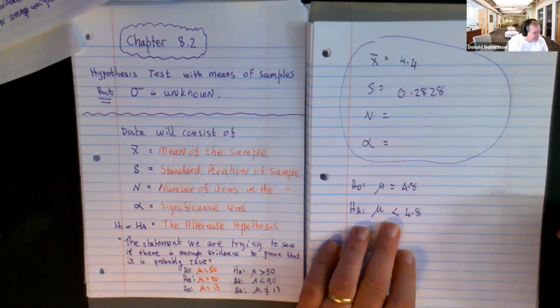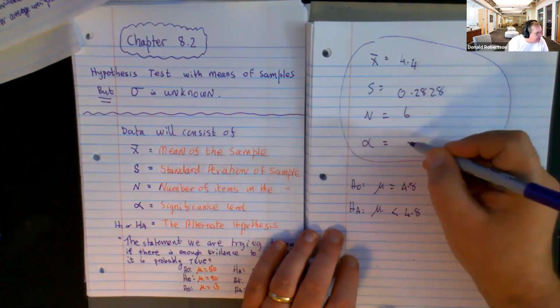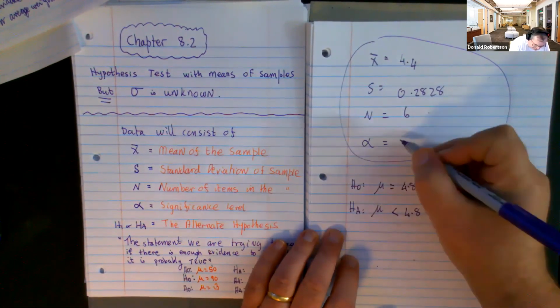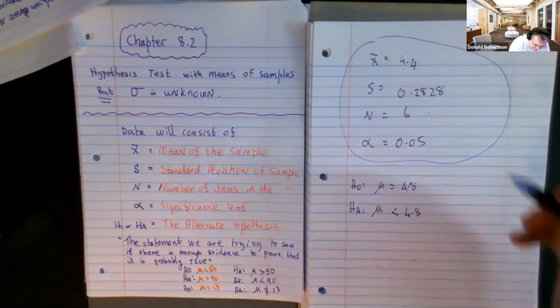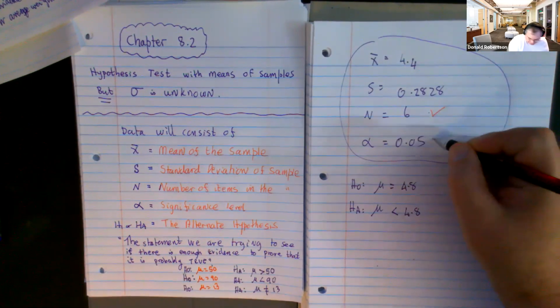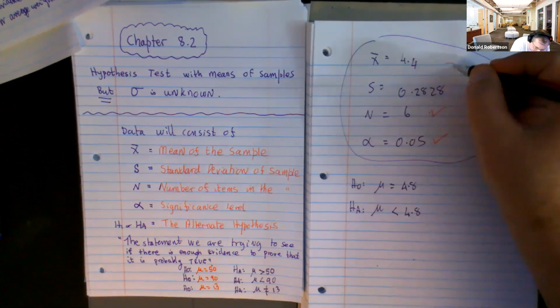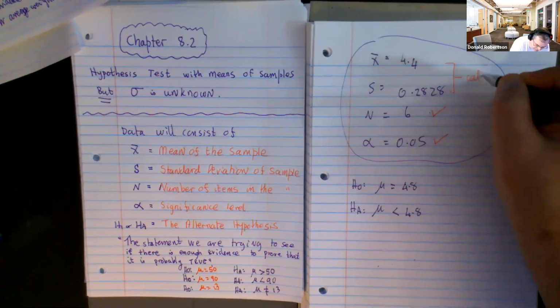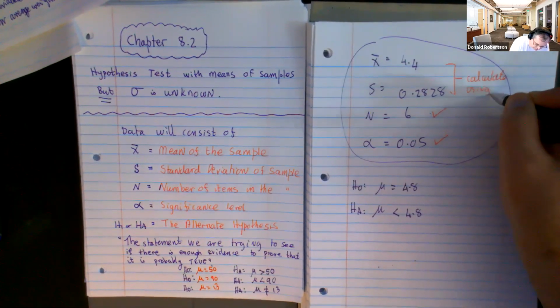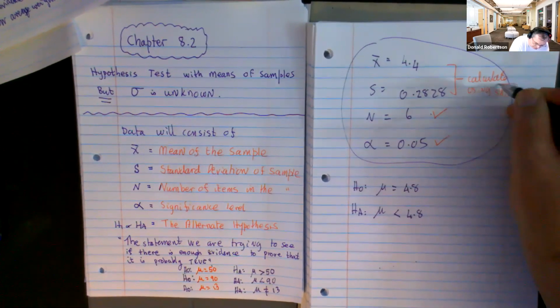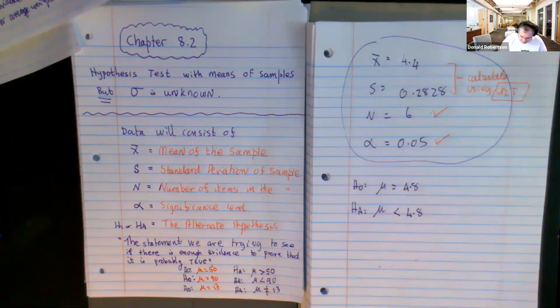Now, the number in this sample was 6, and the significance level, although you cannot see it anymore, is 0.05. So in this question, you were told those. And these two, you had to calculate using SALT. Okay, now I'm ready to go back and find a p-value and come up with a conclusion.